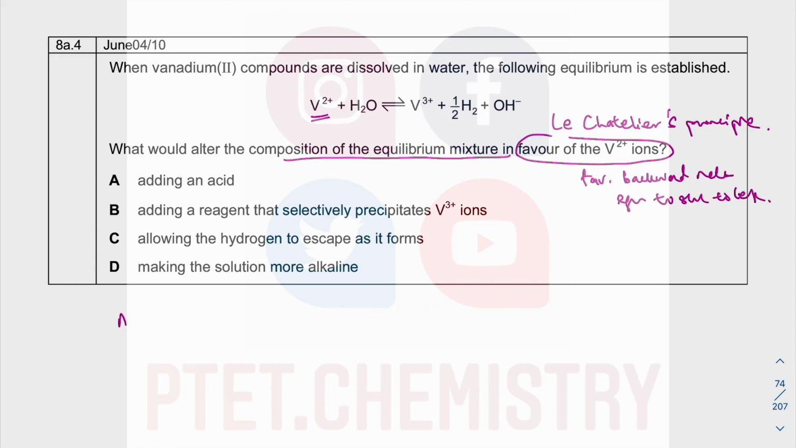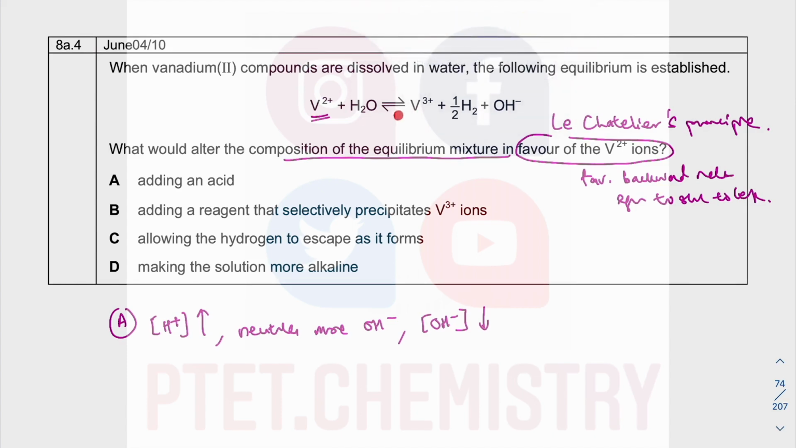What happens with adding an acid? That means you increase the concentration of H plus. What will the H plus do? It neutralizes more OH minus. H plus plus OH minus give you water, right? So when H plus increases, the OH minus will decrease.